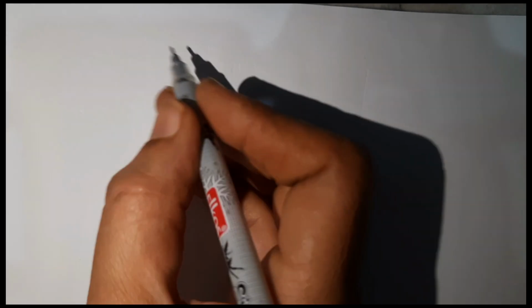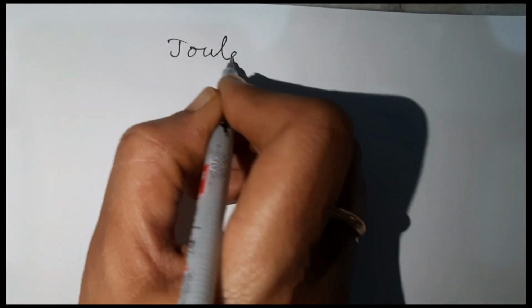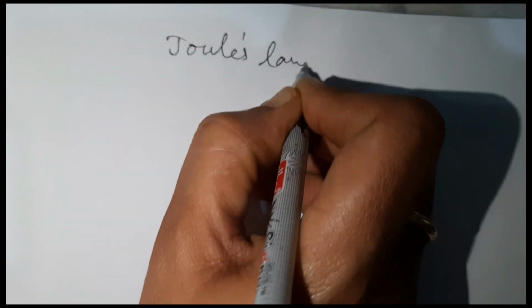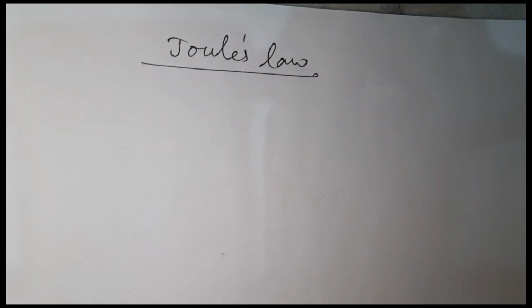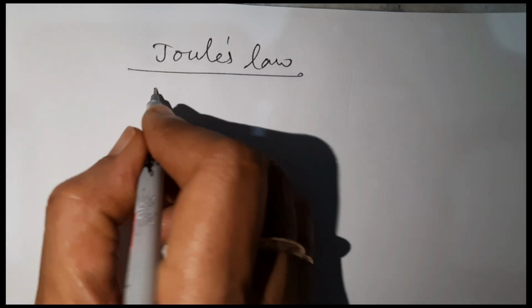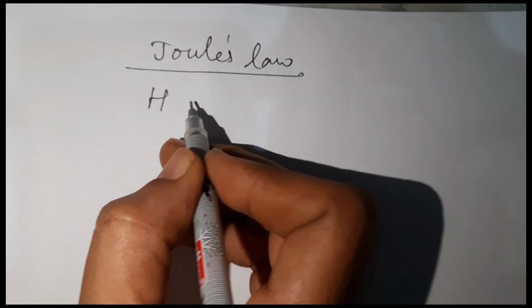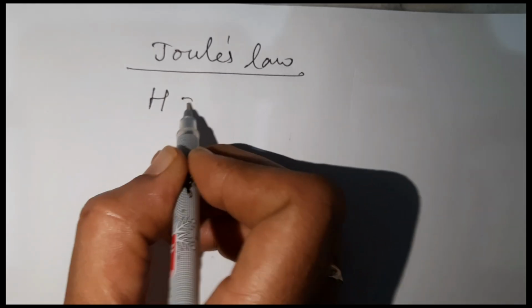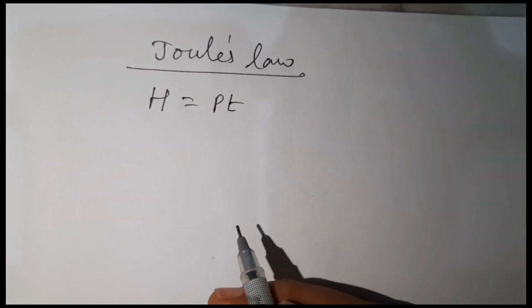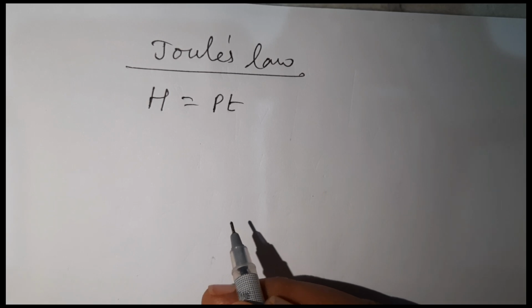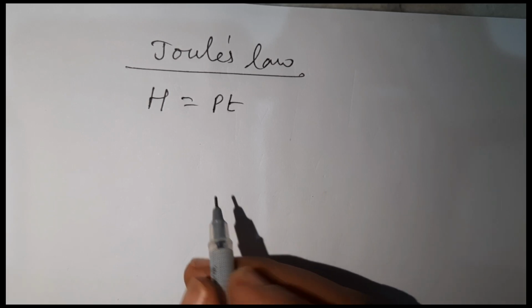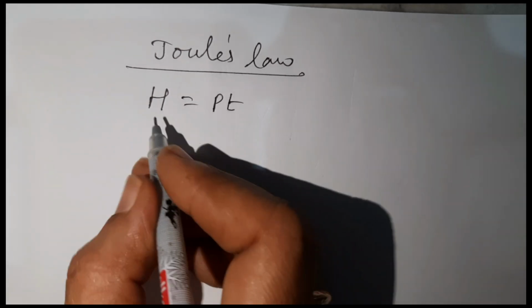Now the last topic of the chapter is Joule's law. How can you remember Joule's law? Joule's law: heat produced in the conductor. Generally we say heat produced after PT. You have gone for PT period and a lot of heat is generated in your body. So, heat produced after PT.